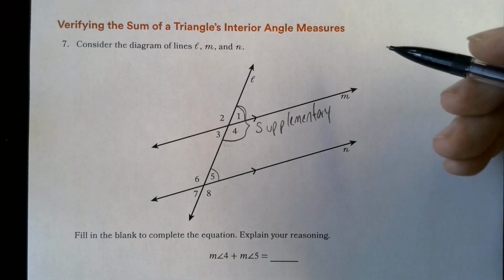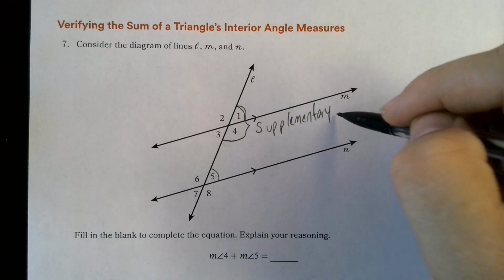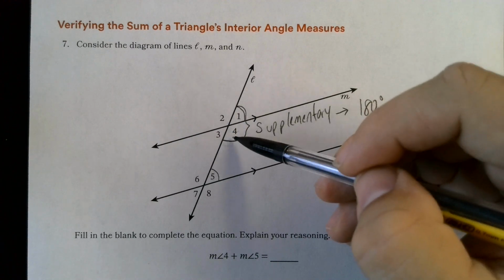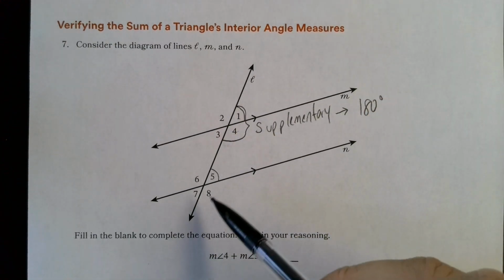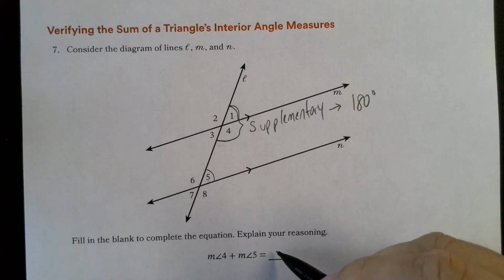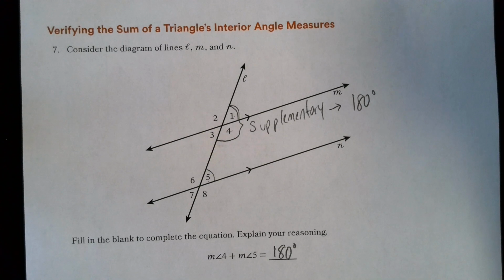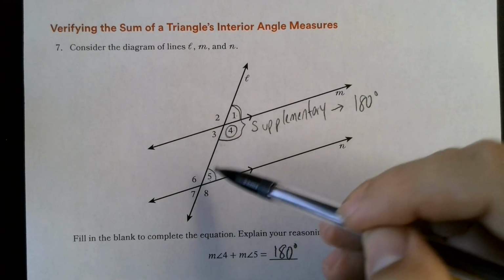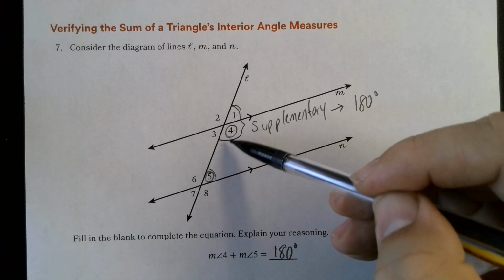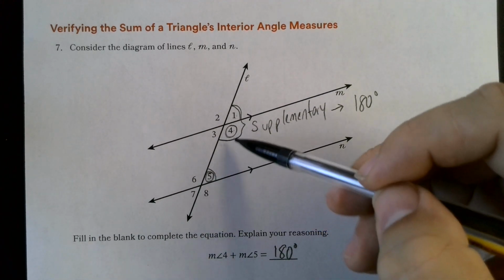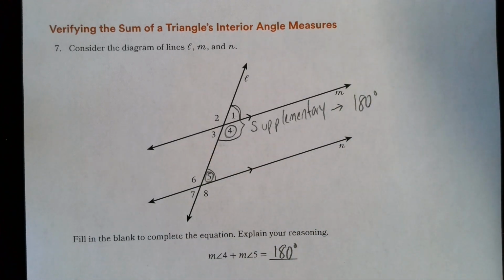And supplementary angles add up to 180 degrees. So if these two add up to 180, and angle 5 is equivalent to angle 1, we could say that angle 4 and angle 5 also add up to 180 degrees. Also, angle 4 and angle 5 are what we call consecutive interior angles, and consecutive interior angles add up to 180 degrees.